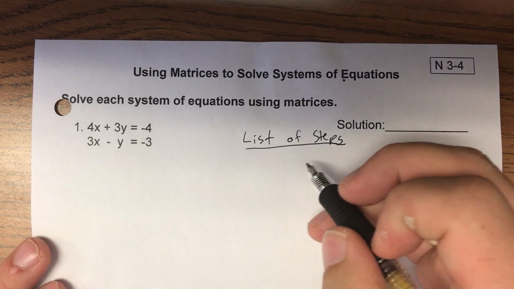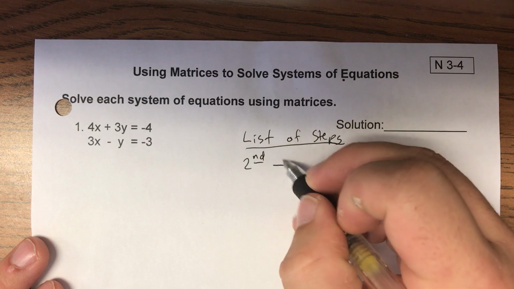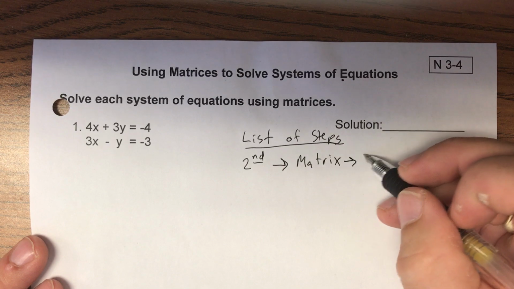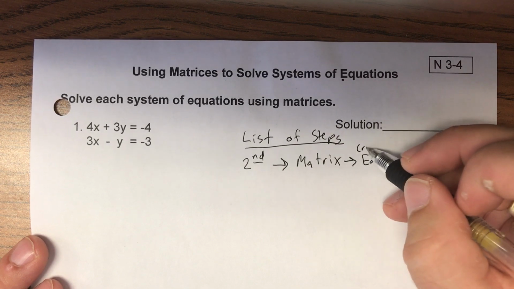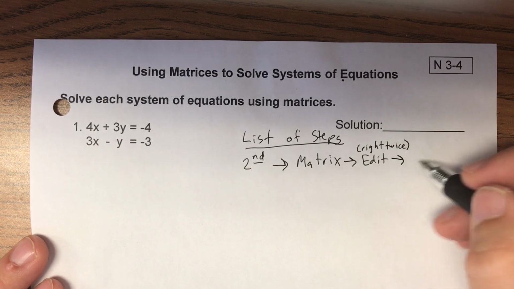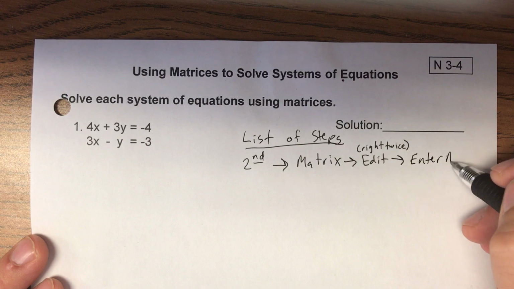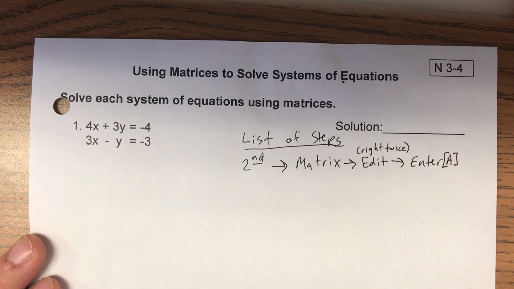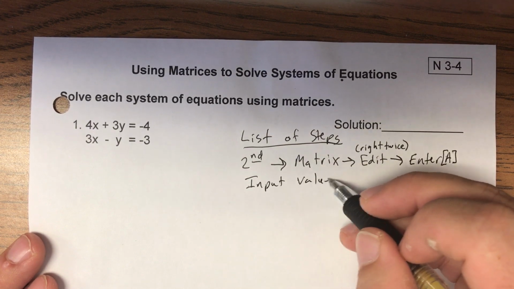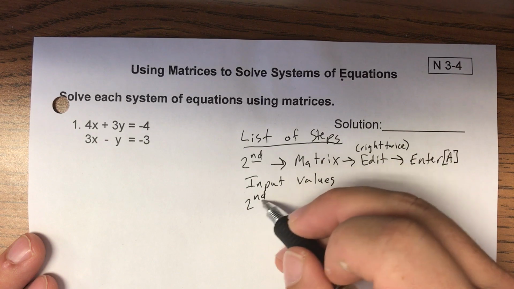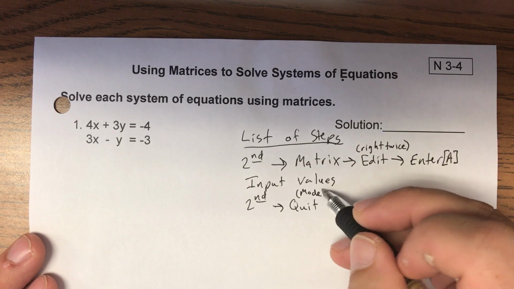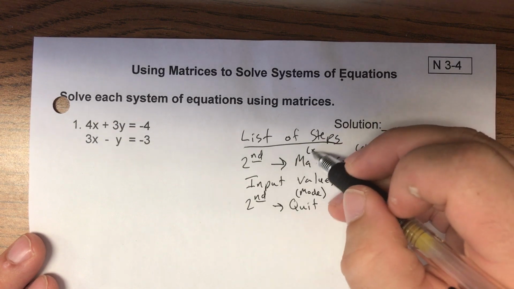All right. So the first step that we're going to do is we're going to press second matrix. And we're going to go over to edit, which is right twice. Then we're going to press enter on A. We'll input our values. We're going to press second quit, which is the mode button. And matrix is on the x-1 button.